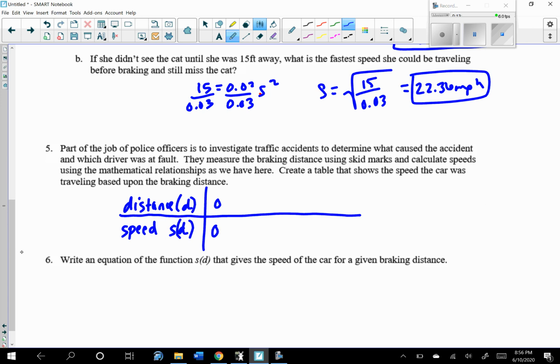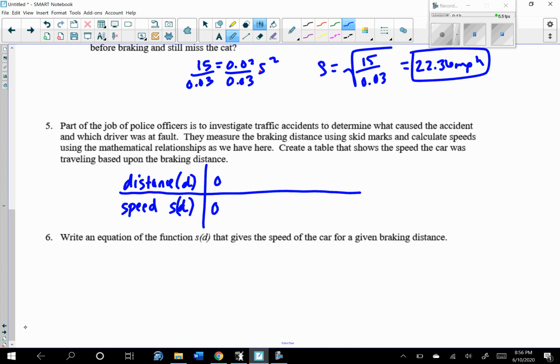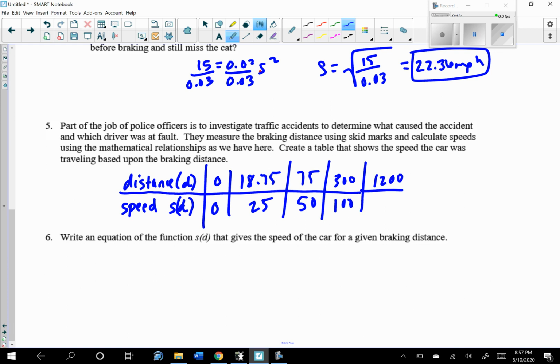And we can actually use the table that we did right up here, because remember that we really are undoing what we did. When you undo what you've done before to solve, that means you're doing the inverse. So I know that these values for d of s, I can just switch them in my table down here. So 18.75 is 25, 75 is 50, 300 and 100, and 1,200 and 200.